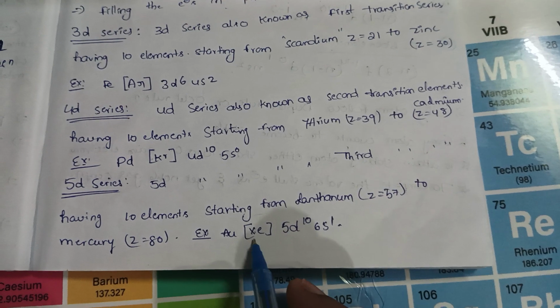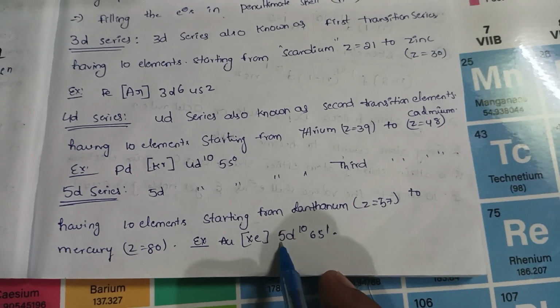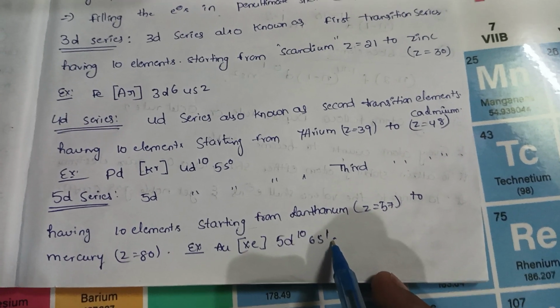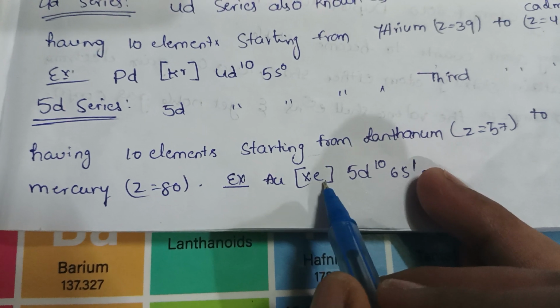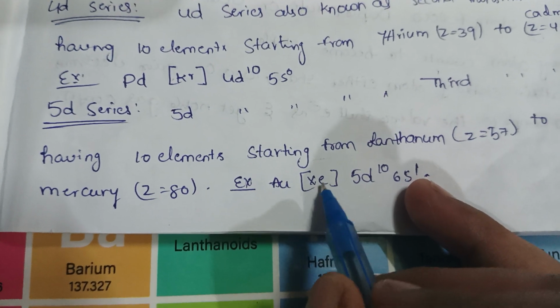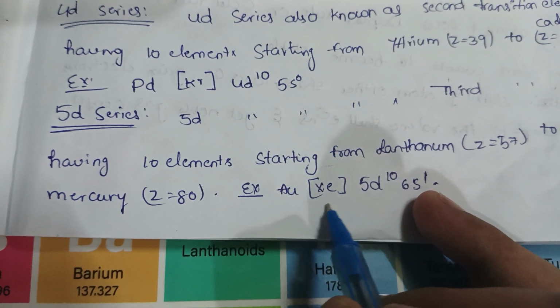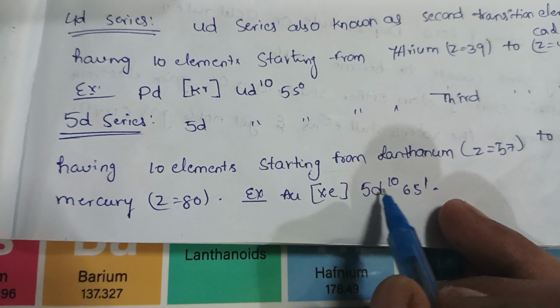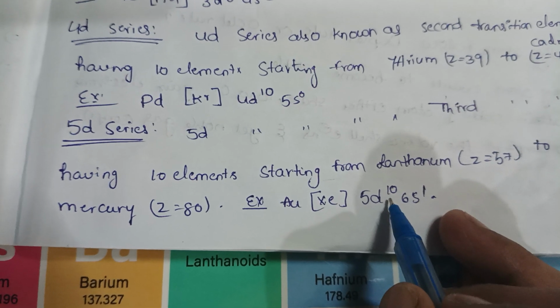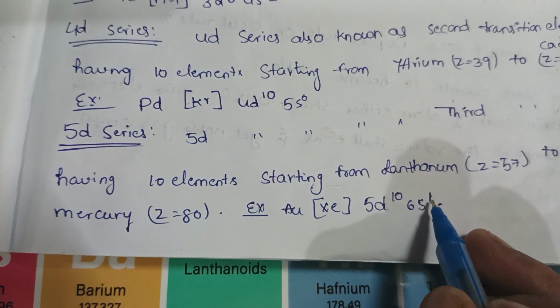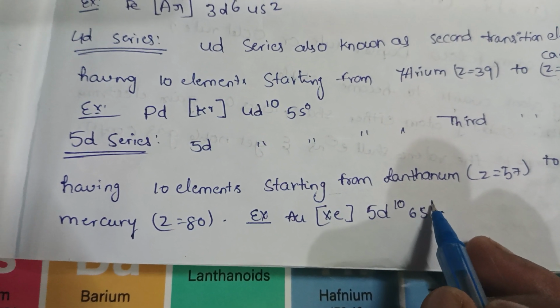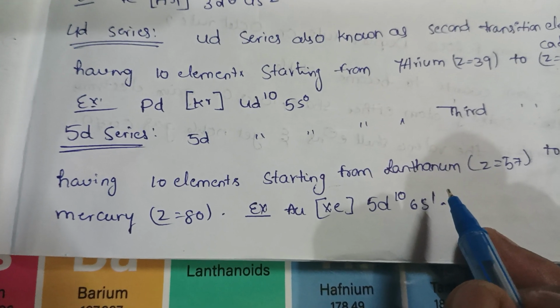Example: gold, xenon 5d10 6s1. Why do we take xenon here? Because the nearest noble gas configuration is xenon. Xenon's atomic number is 54.